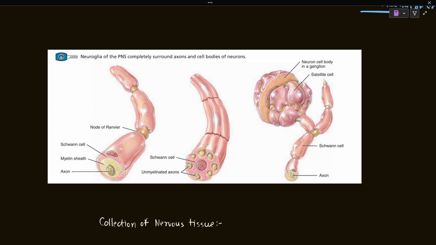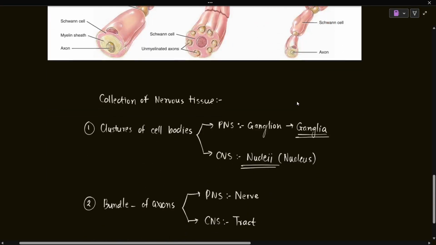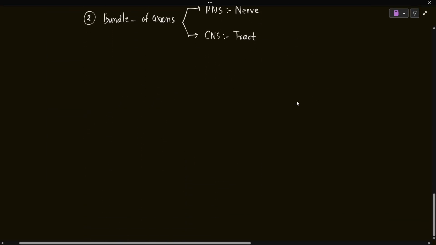So the satellite cell is the neuroglial cell of the peripheral nervous system, which wraps itself around and protects the ganglia, the collection, the cluster of cell bodies found in the peripheral nervous system. I hope this is clear to you all. So, there's one more.